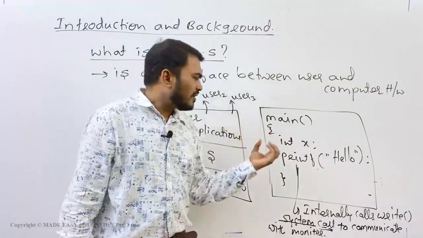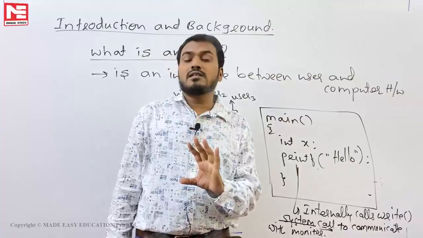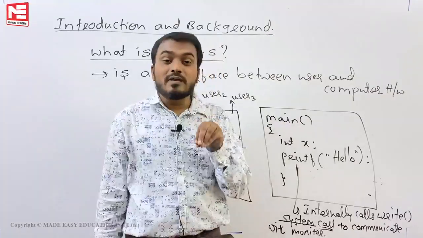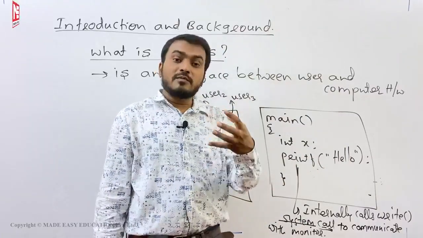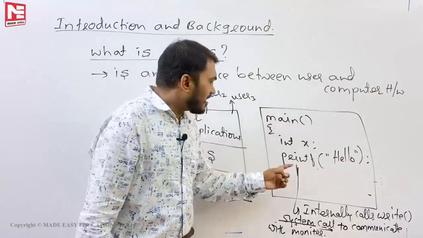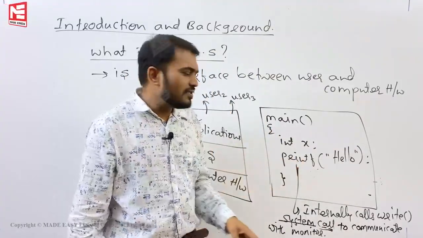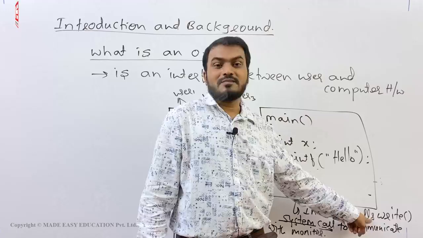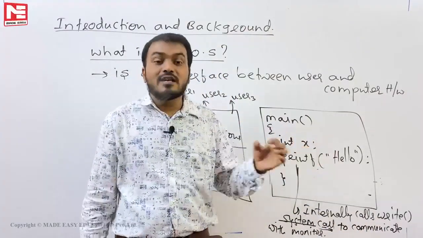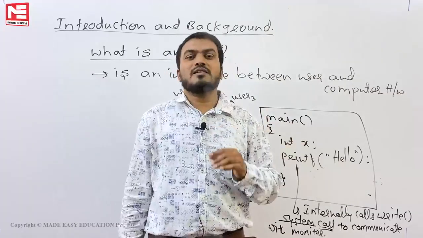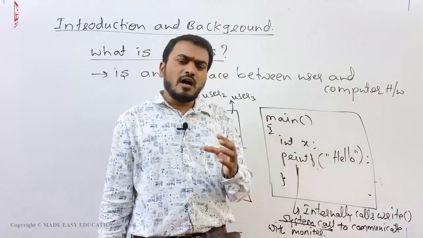It means if the user program requires any kind of service from the operating system, internally it will make use of system calls. So here printf requires to interact with the monitor. So inside the printf, which system call is it using here? Write system call. For different kinds of services, there are different kinds of system calls. Is that clear?